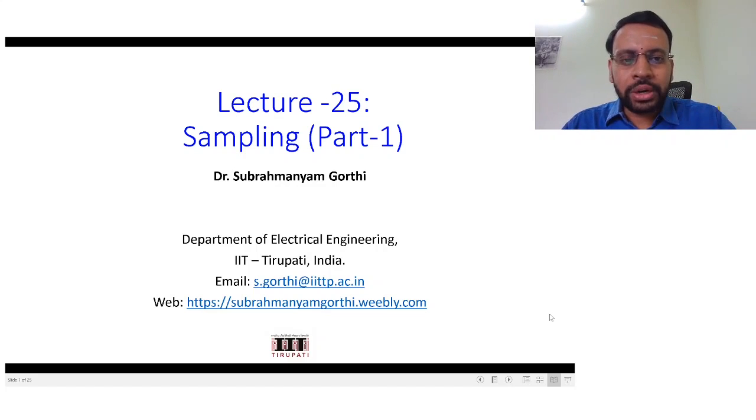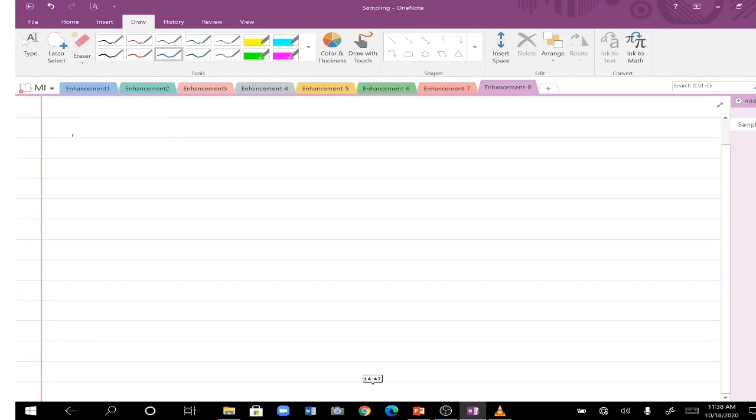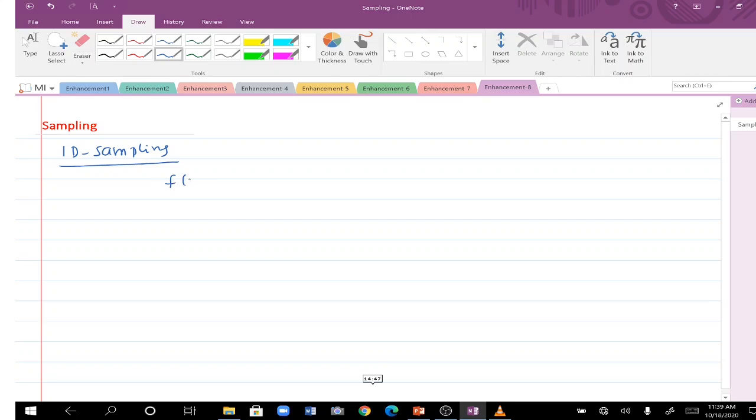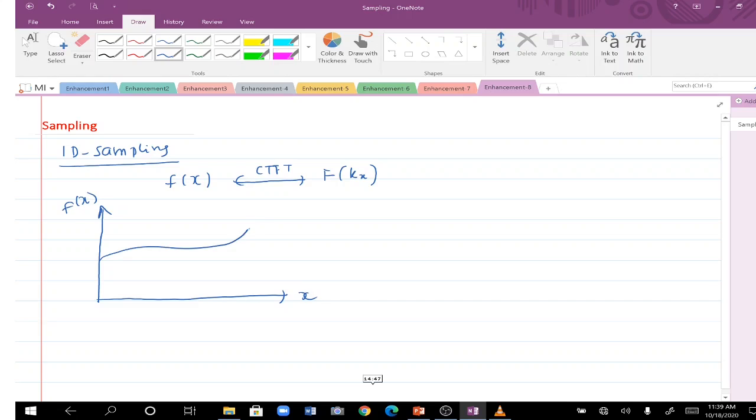Okay, let me move on to the notebook mode now. We are going to start with the 1D sampling case. We'll call, for example, the 1D spatial domain function f of x, and let the CTFT of it be capital F of k subscript x. This is your x. You are plotting your f of x here, which is a continuous function.